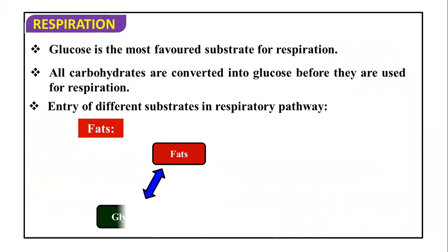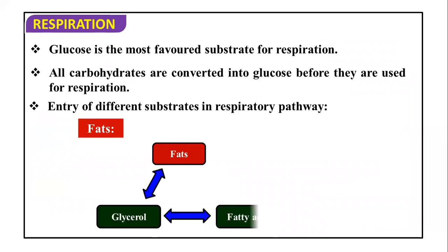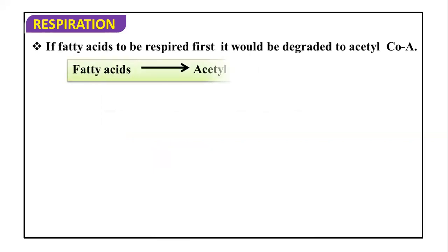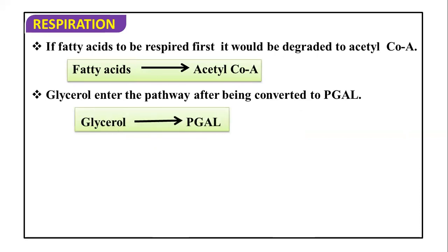Fat is converted into glycerol and fatty acid, and this glycerol and fatty acid enter the glucose breakdown pathway. The fatty acid, to be respired, is first degraded to acetyl coenzyme A, as we have discussed. Glycerol enters the pathway after being converted into PGAL, as we have discussed.